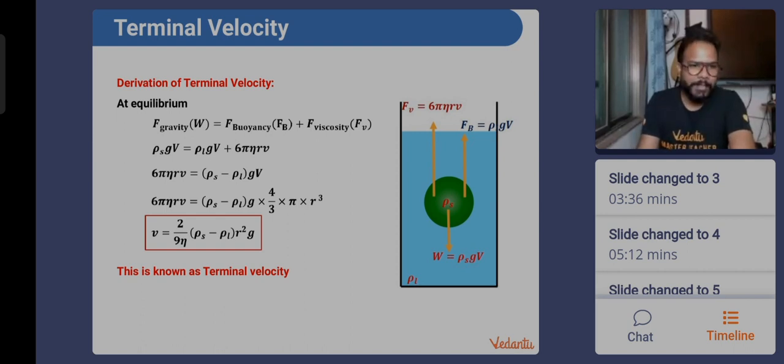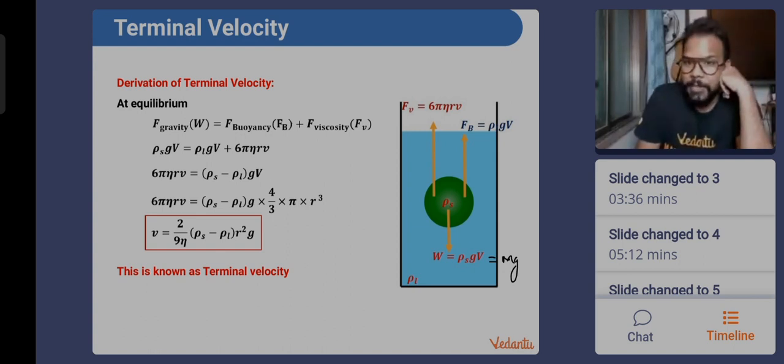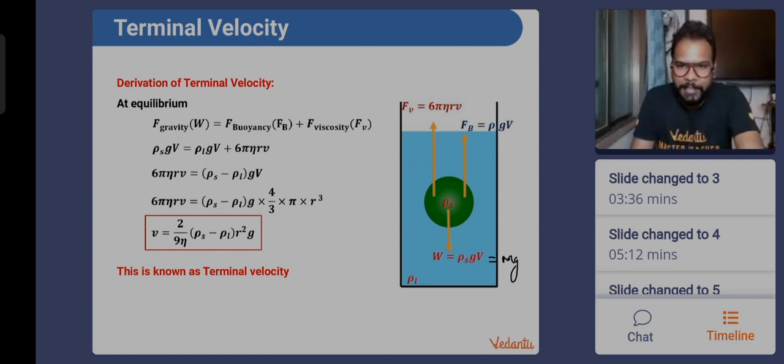Everybody, let's focus on this last slide of theory. Then we have only problems coming up. So everyone, imagine the raindrops to be spherical, having a density of rho s. Rho s is basically a solid body's density. Assuming any solid body whose density is rho s, its weight is mg, which is written as density into volume into g. The buoyancy force is rho into V into g, and this rho is basically the density of the liquid. Rho L is the density of the liquid, and 6 pi eta rv is the viscous force.